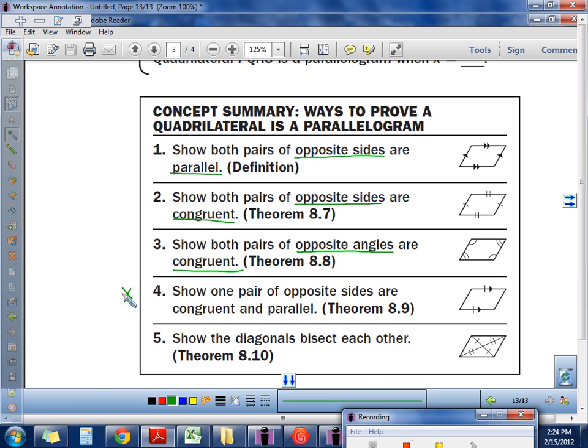Put a star by number 4. It's the one that stands out. It's the one we haven't discussed yet. It says one pair of opposite sides are both congruent and parallel. So only one pair. It could be the ones on horizontal pieces.